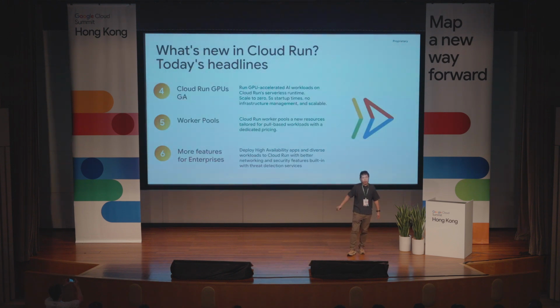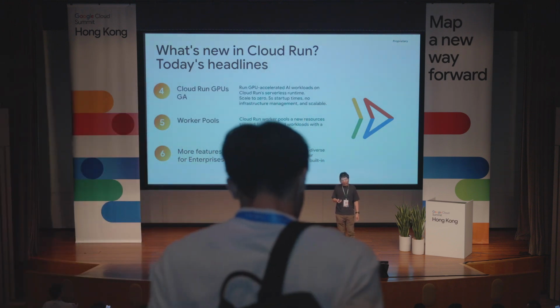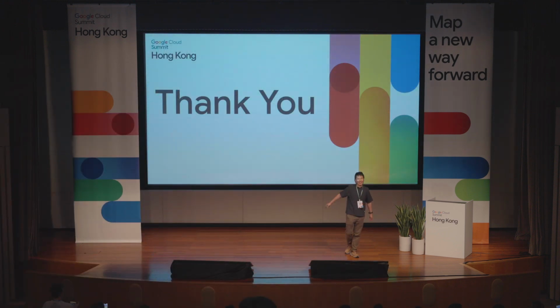All right, so that's the last part, just a summary. I covered Cloud Run GPU. It's GA already. Just give it a try. And also, you don't need to request a large quota now because everyone can get a minimum quota to start with Cloud Run GPU. Secondly, worker pools for the new pull-based workloads. And also, I covered quite a few enterprise features that will be really useful, especially the HA part and the security and the networking. And thank you for listening.